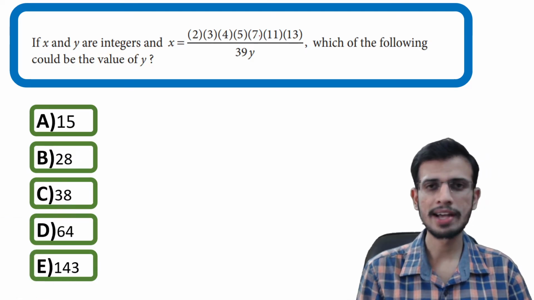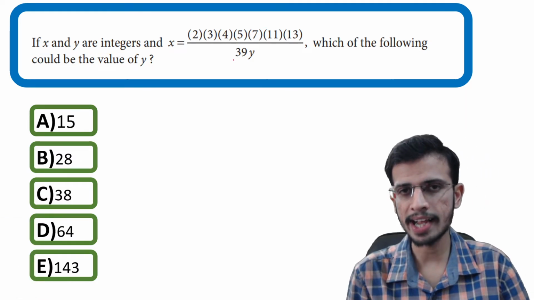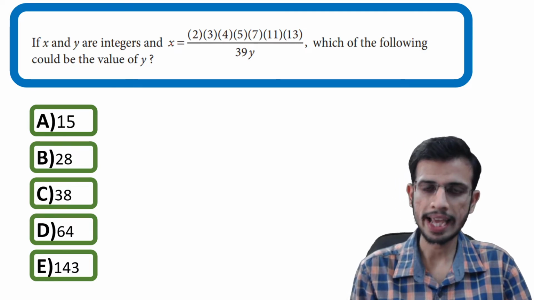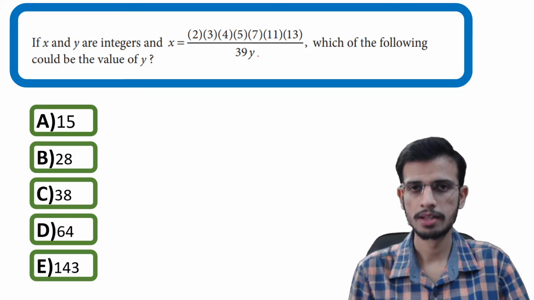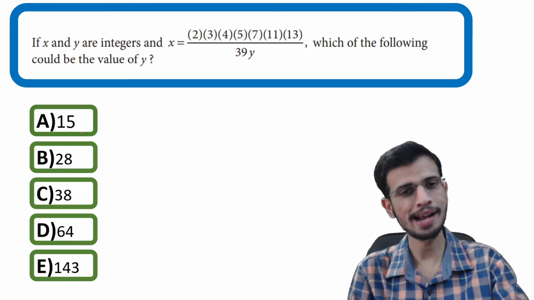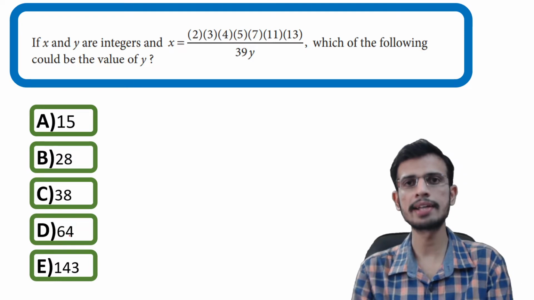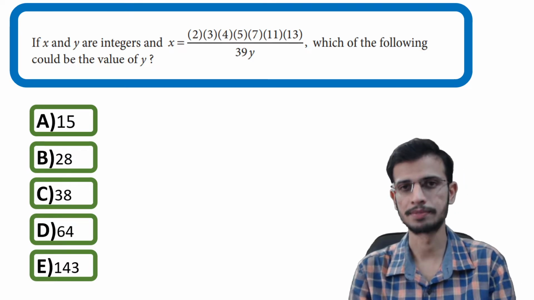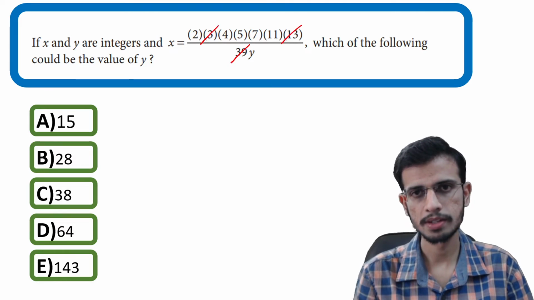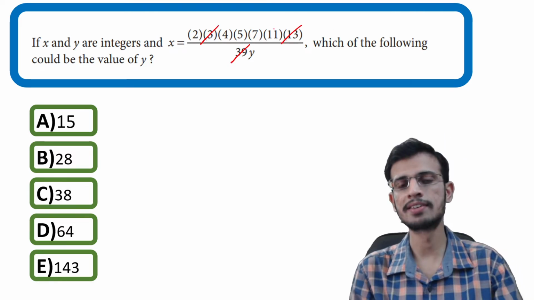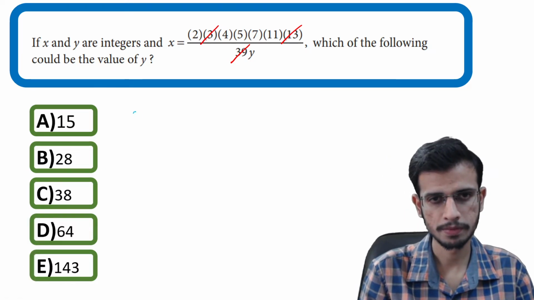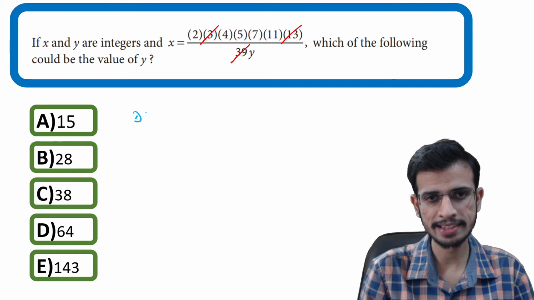And we can also simplify this, we can cancel this 39. Ultimately we want x to be an integer for any one of the values of y from these options, because y is an integer, right? We have to just satisfy that x and y both should be integers. So we can cancel this 39 with this. 3 into 13 is 39, which is cancelled out, and we can write x in this form.